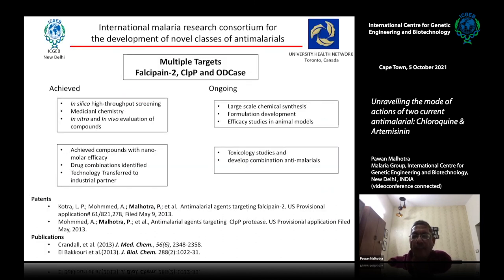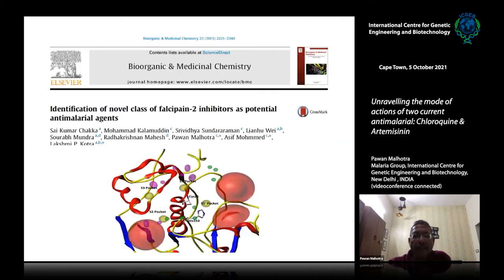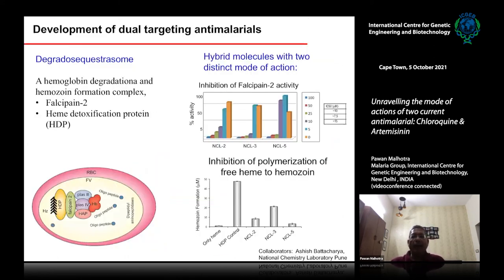Now, we are part of international and national consortia for targeting these proteins, particularly the food vacuole protease proteins. And recently, we are also thinking of PFDD1 for newer drug discovery. These are some of the published papers in this regard. But the important finding recently, along with Dr.